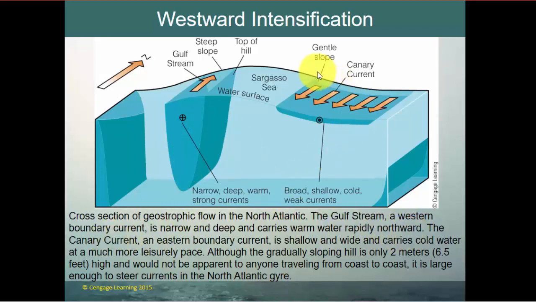The Canary Current is on the east side of the basin, and the east side of the slope. It is a broader water slope, so it's much shallower. It's an eastern boundary current, a shallower current, a wider current that carries cold water at a much more leisurely pace to the south. Although this gradually sloping hill is only about 6.5 feet high, it really wouldn't be apparent to anyone traveling from coast to coast. It is large enough to help steer the gyres in each basin, in this case, the North Atlantic gyre.